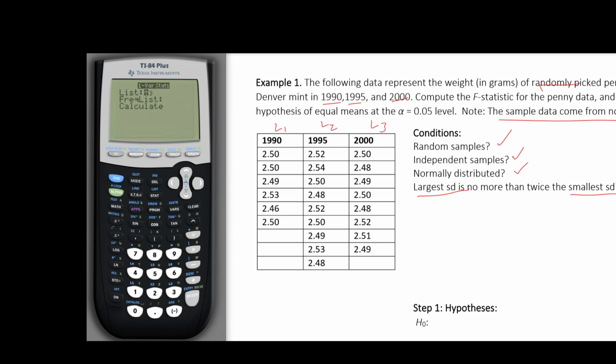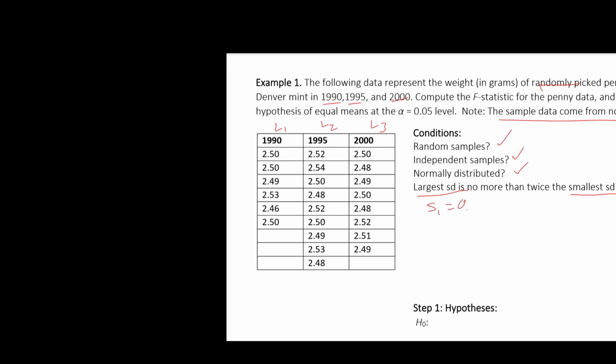Let's start with L1 first. And frequency, let's do 0. Okay, I'm looking at the sample standard deviation. I see that it's 0.0225. So we just say S1 is 0.0225. Let's do the same thing for S2 and S3.